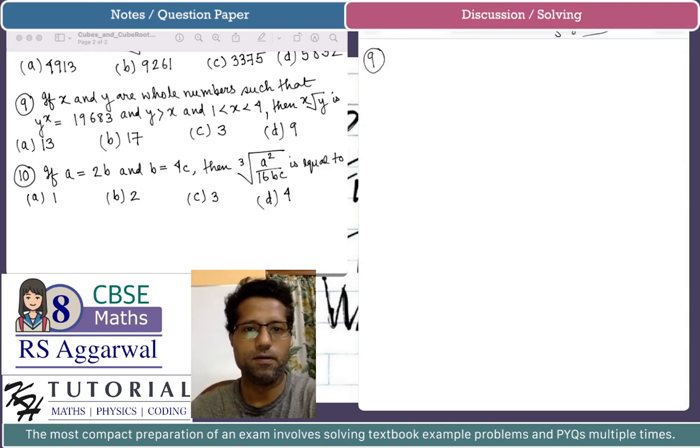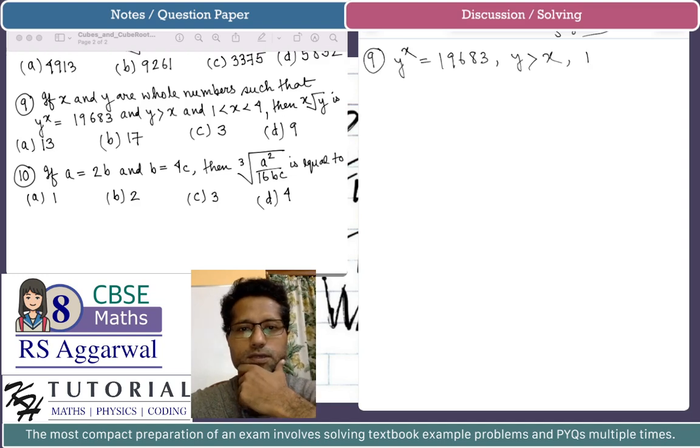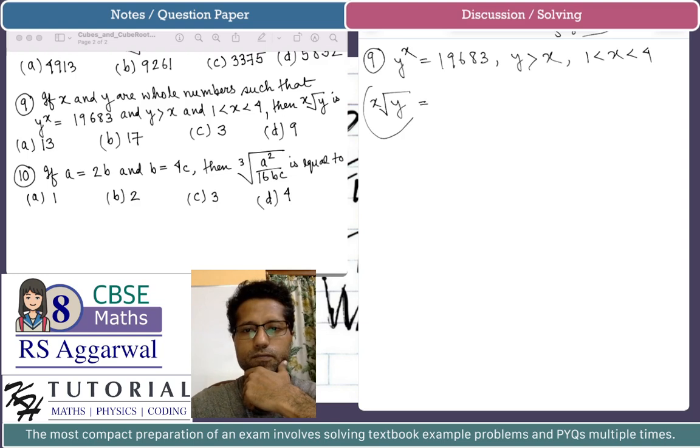If x and y are whole numbers such that y to the power x is equal to 19683, and it is given y is greater than x, and it is also given x lies between 1 and 4, that is x can be either 2 or 3, then we have to find the value of x root of y. And this is nothing but y to the power 1 by x.